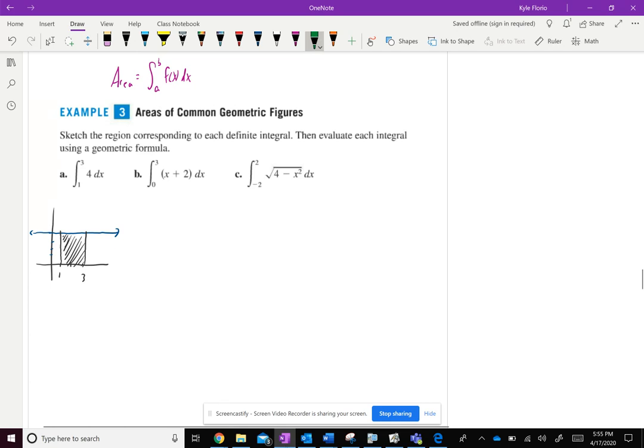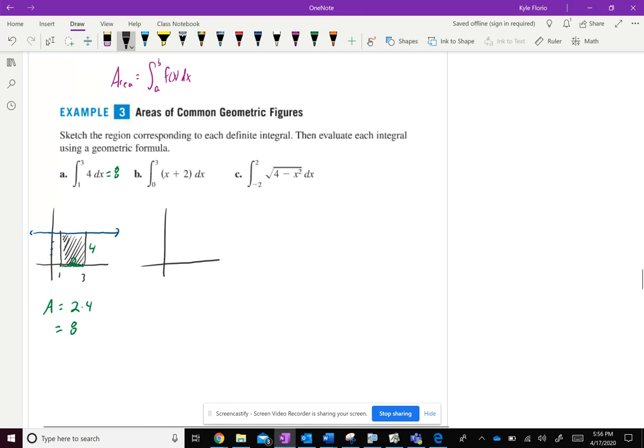This is just a rectangle. The base looks like it's 2. The height is 4. So the area is going to be base times height, which is 8. So the definite integral of the function 4 from 1 to 3 is 8. So the strategy is to draw the graph and see if you can find a geometric formula that'll find the area of that figure for us.